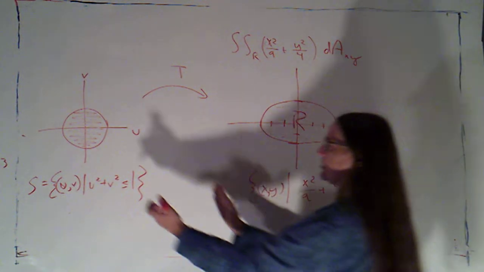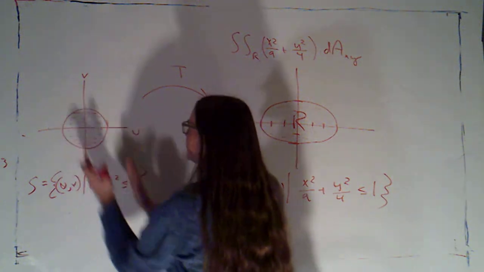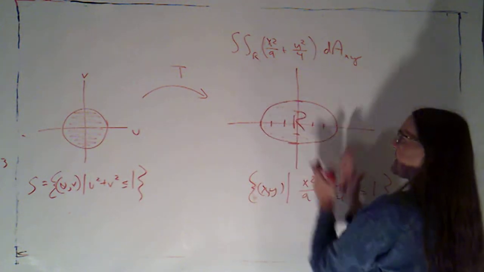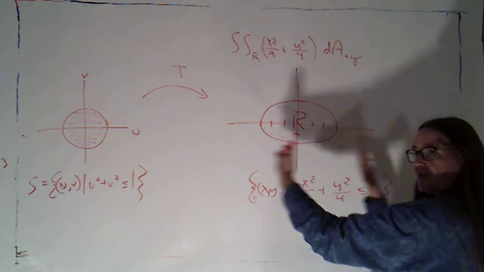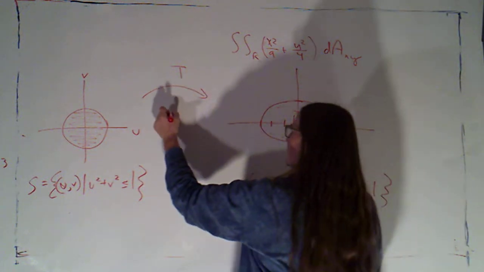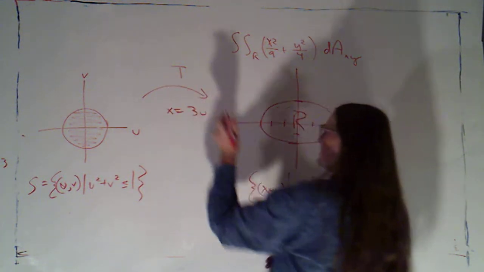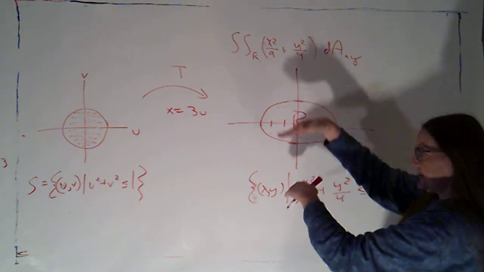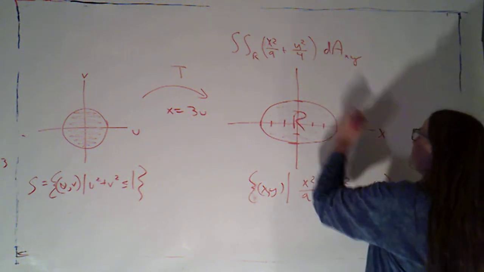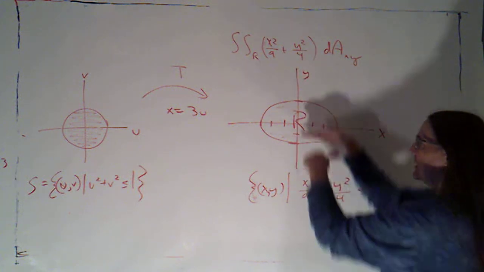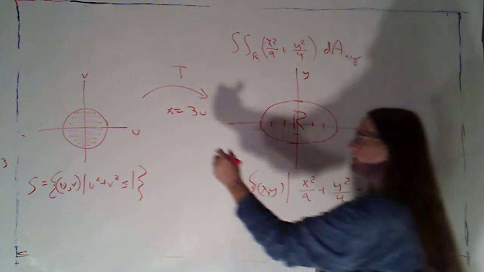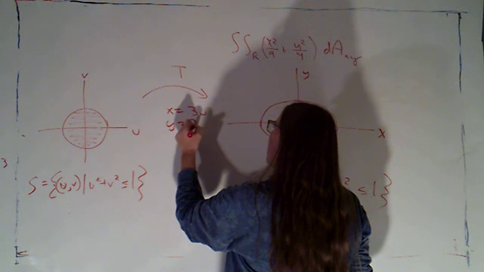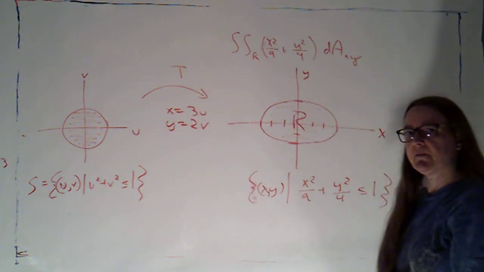If I look here, the horizontal axis is the u-axis. Here it's the x-axis. And we've essentially stretched things by a factor of 3. So what if we were to let x be 3u? And then v was the vertical axis. Now y is the new vertical axis over here. Looks like we've stretched things by a factor of 2. So what if we were to let y equal 2v?